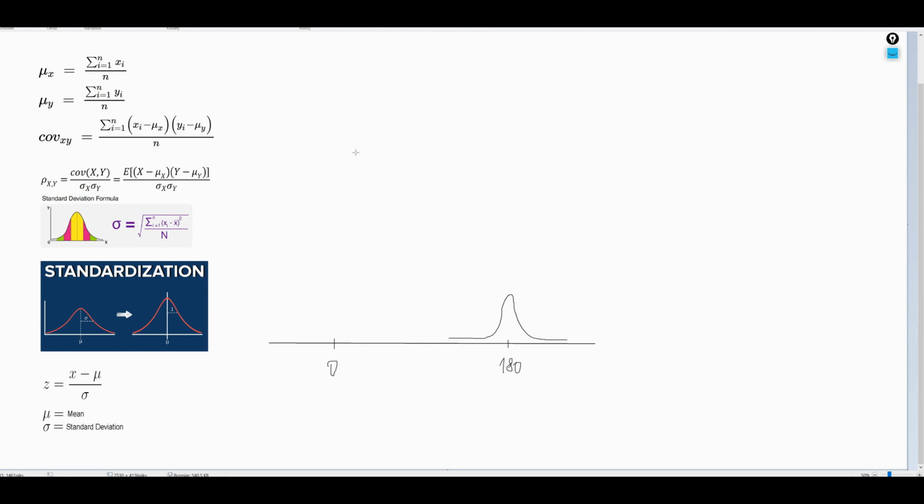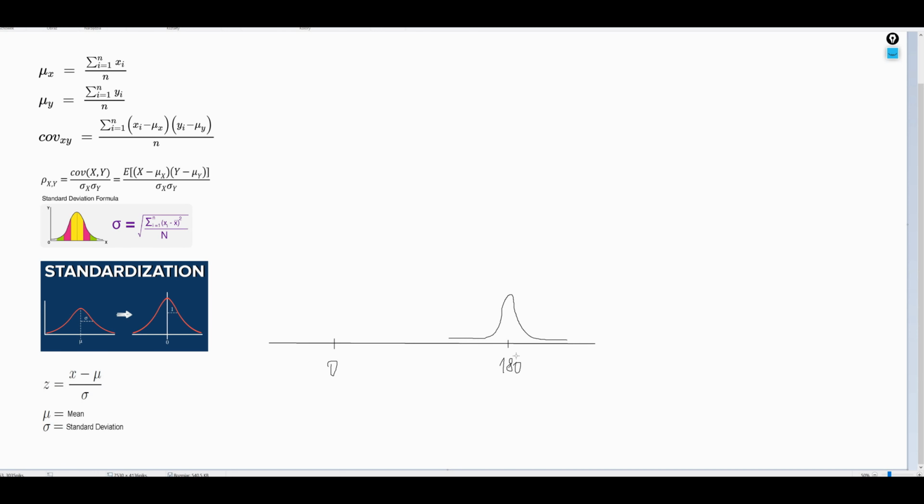If you think about it, I could measure height in feet, inches, meters, millimeters, everything. But in my opinion, the best unit is simply lack of units. Okay, and this is the basic idea behind standardization. And to get that standardized data, we apply this formula.